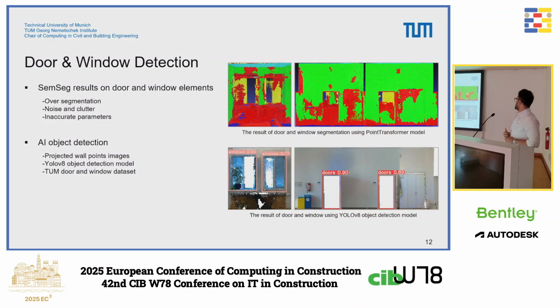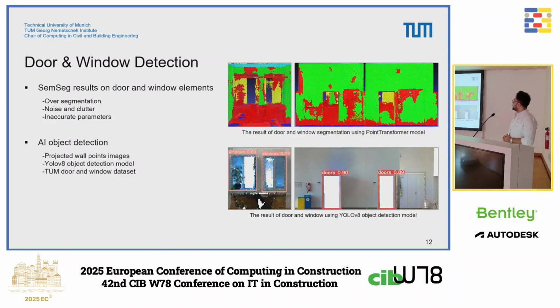And here you can see the comparison between the result of the semantic segmentation of the point cloud and the detected doors and windows on the projected wall point images. It worked really well, but it still has an issue. The mapping from 3D space into 2D space always comes with an error in estimating the actual dimensions of these bounding boxes, the elements in 2D space.